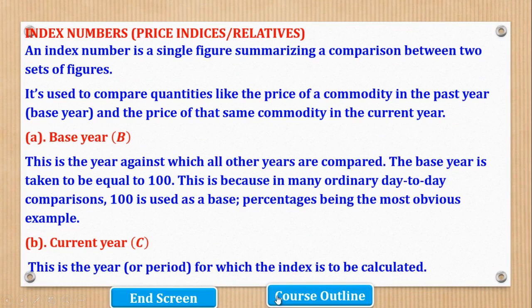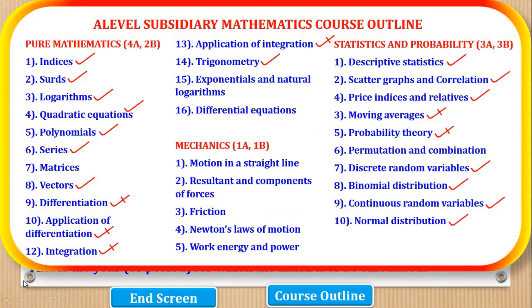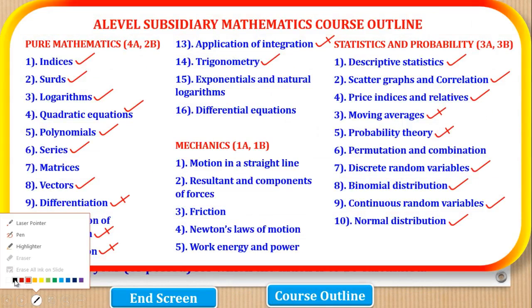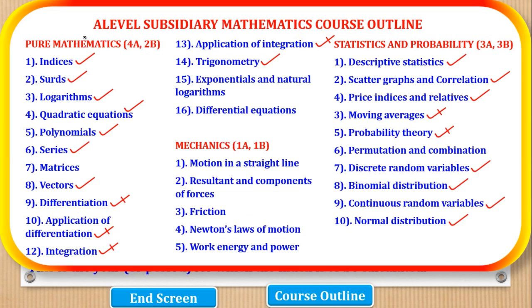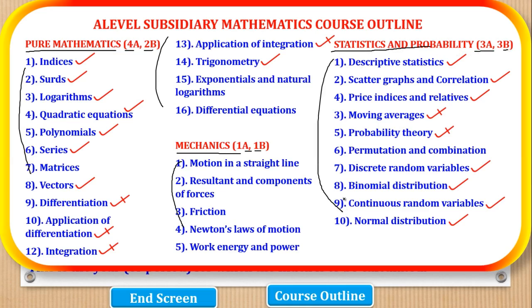Before we go to the topic, let's first look at the course outline and our progress so far on this platform. Now, Subsidiary Mathematics is divided into three parts. The first part is pure mathematics, where 4 questions come in section A and 2 in section B, and these are the topics. Then the second part is mechanics, where 1 comes in section A, 1 in section B, and these are the topics. The third part is statistics and probability, where 3 come in section A and 3 in section B, and these are the topics.